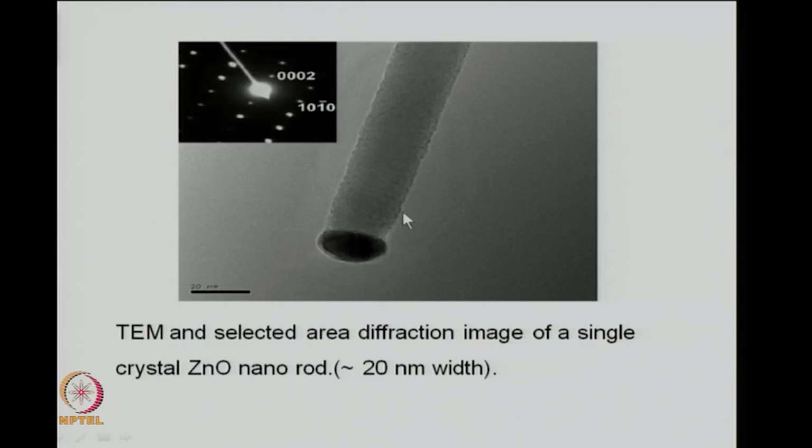And if you take the electron diffraction of this, you can see the electron diffraction is shown here, and then you can index the growth direction. By looking at the electron diffraction pattern, you can tell about the growth direction. This is what we call the TEM image. It is in real space. This is the electron diffraction pattern of this nanorod, and this is in reciprocal space.